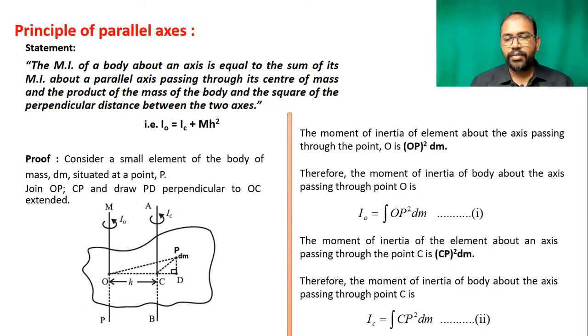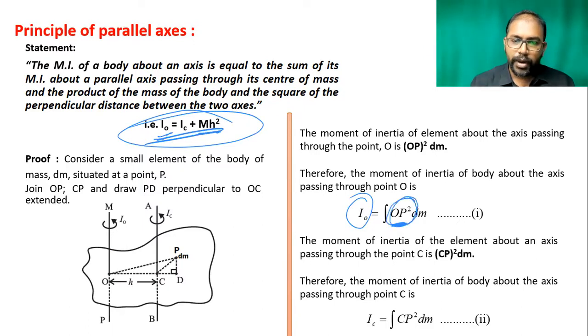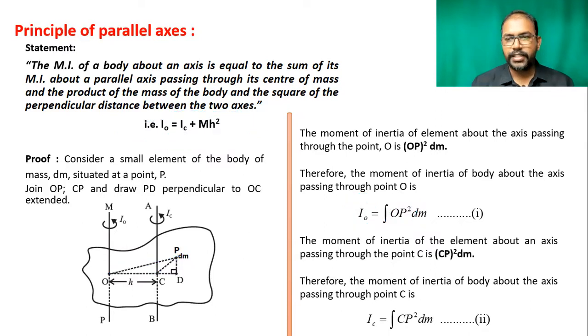We get equation 1 and we get equation 2. Now we have to prove this by using these. You can see IO is written here. IO is the left-hand side of equation 1, and this is what we want to prove. It means that in equation 1 we have to substitute OP square by using the diagram. So for OP square we can use Pythagoras, substitute it and simplify. That is the next step.